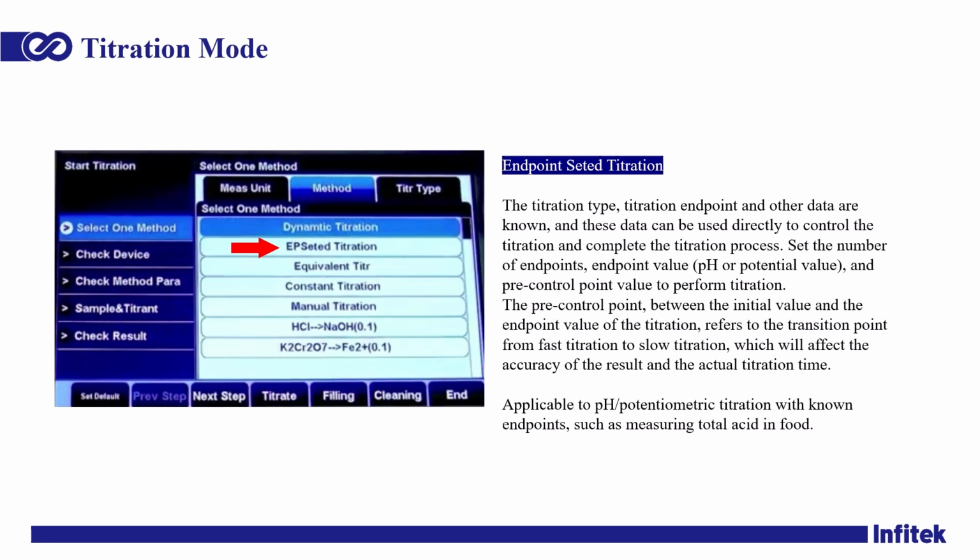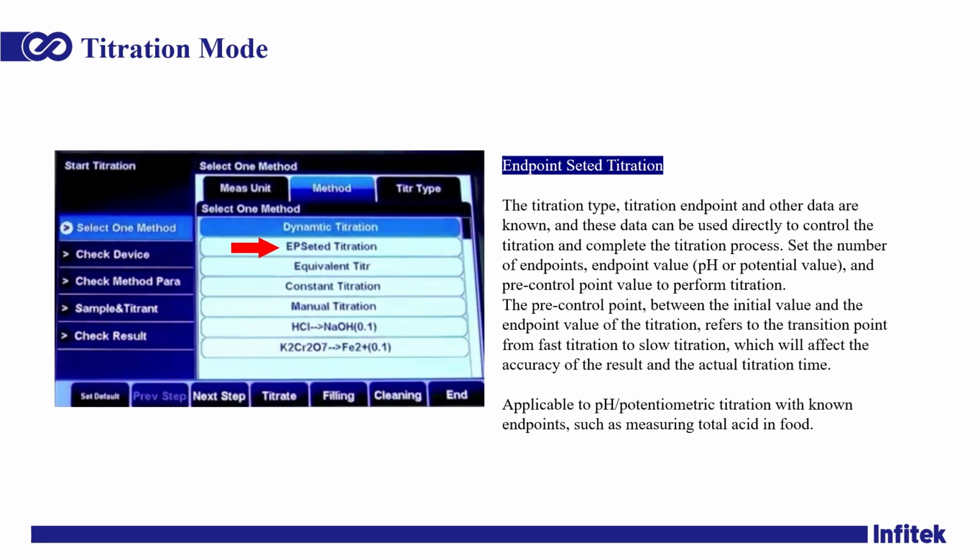Next is endpoint-setted titration. The titration type, titration endpoint and other data are known, and these data can be used directly to control the titration and complete the titration process. Set the number of endpoints, endpoint value, pH or potential value, and pre-control point value to perform titration.